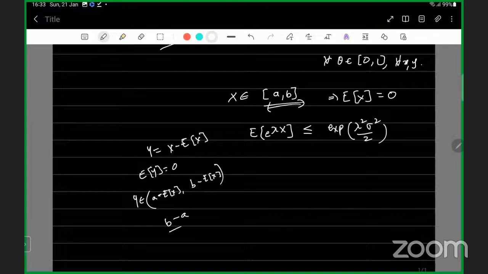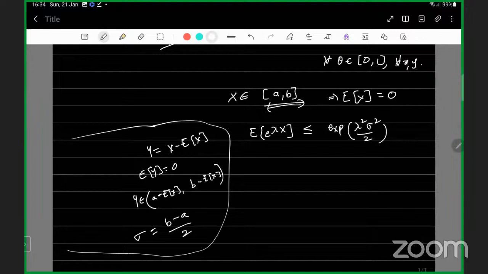So all that you have to prove is that sigma equal to (b minus a) by 2 satisfies the sub-Gaussian property. You have to show that for this sigma, the sub-Gaussian property holds, right? So either you just take expected x to be 0, or you can define y and do it. It doesn't matter, whichever way you want to prove. So for simplicity, let's assume that expected x is already 0.